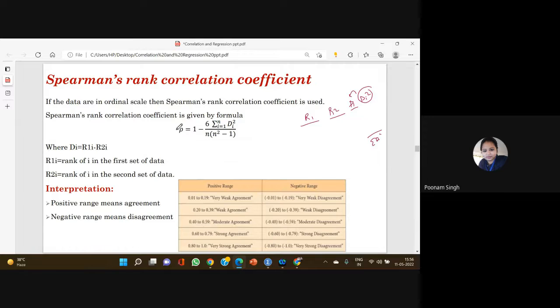If your value of rho, we don't always denote it by rho. In different books, notations are also different. Somewhere Karl Pearson correlation coefficient is denoted by rho, somewhere Spearman rank correlation coefficient is denoted by rho. Okay, so how will we interpret this result? If the value of rho comes to be positive, then we say that there is agreement. And if the value comes to be negative, then we say that there is disagreement.